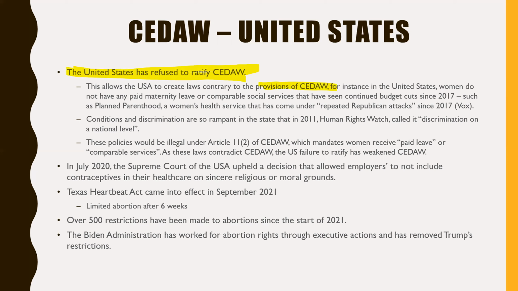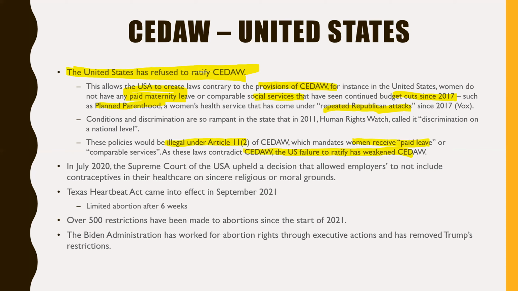For example, in the US, women don't have paid maternity leave, and they don't have comparable social services. There have been budget cuts since 2017 in areas like Planned Parenthood, which has been under regular attacks by the Republicans. The fact that they don't have paid maternity leave is illegal under Article 11 of CEDAW, which says that women should receive paid leave. So what America is doing contradicts CEDAW, and their failure to ratify also undermines CEDAW.